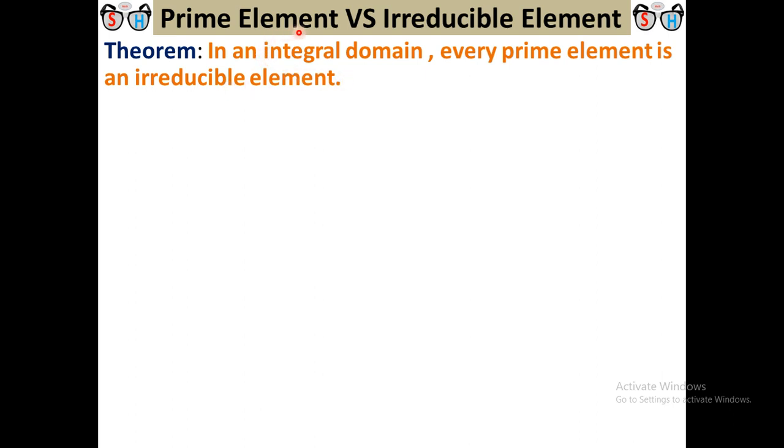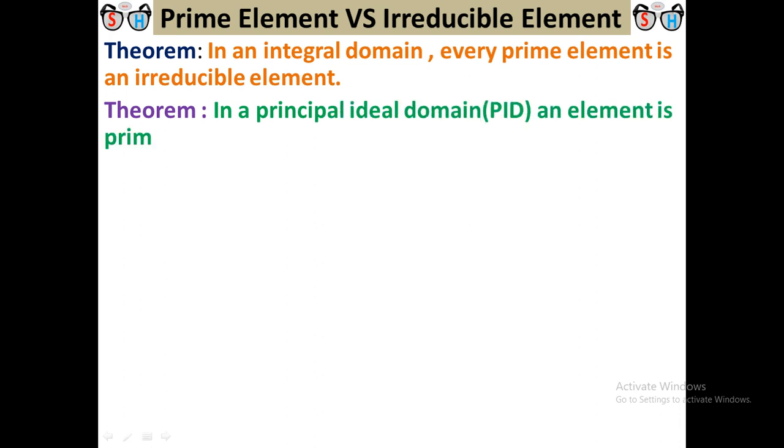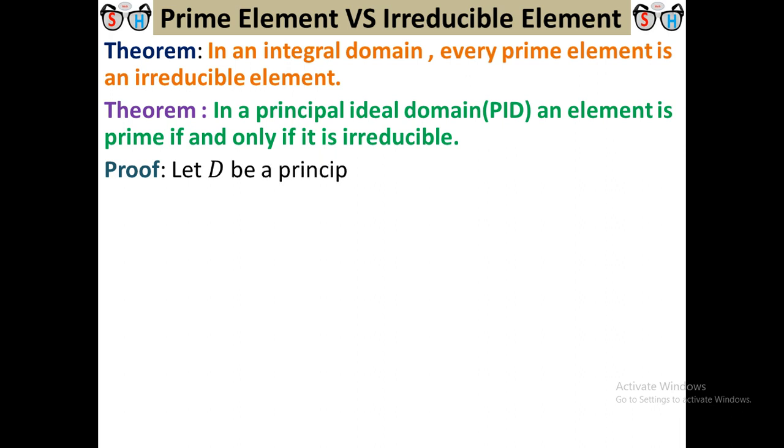If you replace integral domain by principal ideal domain, the theorem states that in a principal ideal domain an element is prime if and only if it is irreducible. That is, every irreducible element is prime as well as every prime element is an irreducible element. You know the principal ideal domain. This says that an integral domain is said to be a principal ideal domain if every ideal is a principal ideal.